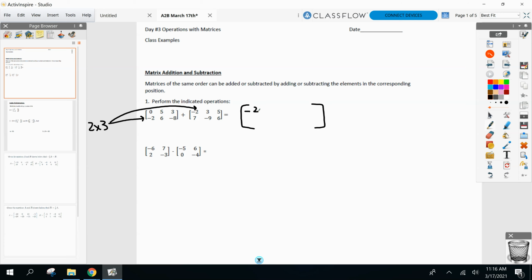I just add up the corresponding entries. 5 plus 3, I'm going to have an 8 here in row 1, column 2. 3 plus 5, 8 again right here. -2 plus 7, I got 5. 6 plus -9 is -3. -8 plus 6 is -2.